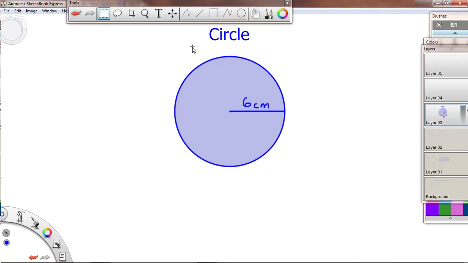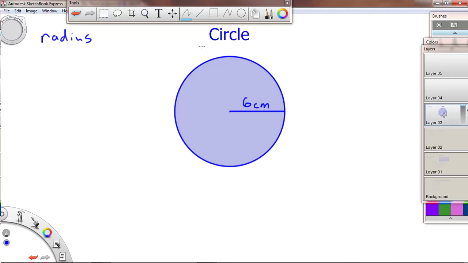Circles, last shape. Now circles are really cool because you only have to know one thing about a circle to calculate everything about a circle. And that one thing is the radius. If you find the radius of a circle, you can calculate anything. All right, now I'm not going to show the proofs for these formulas. You just need to memorize them, and we've been working with them a lot.